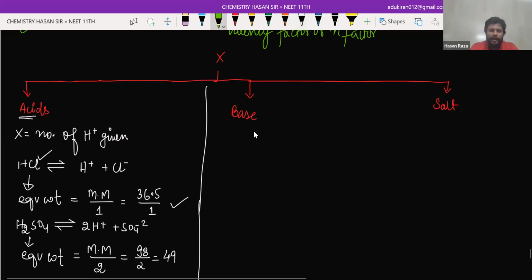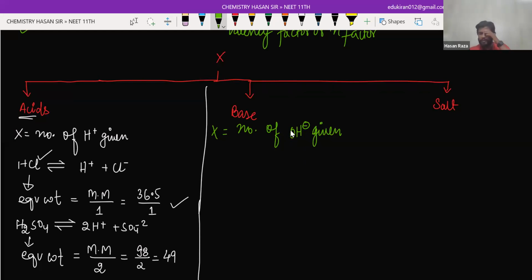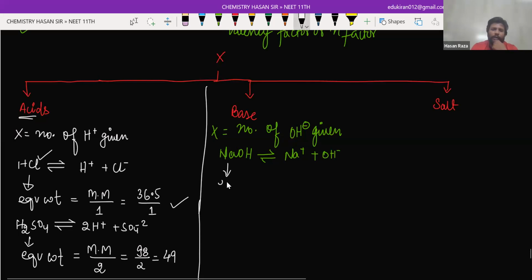Now, how do we calculate X for base? Again the same: the number of OH minus given is basically X for base. Like if you have NaOH, sodium hydroxide, after dissociation NaOH gives only one OH minus. That's why the equivalent weight is molar mass upon X. X is only one OH minus, so 1. Molar mass of NaOH is 40 divided by 1.